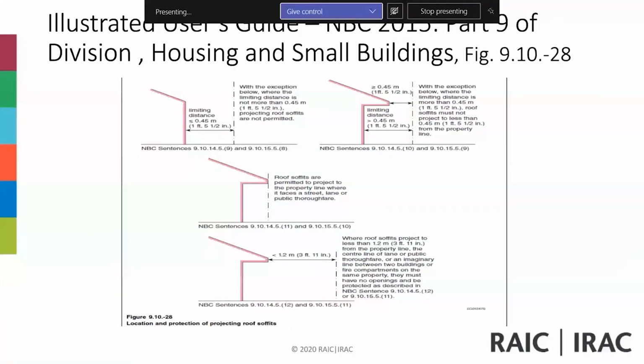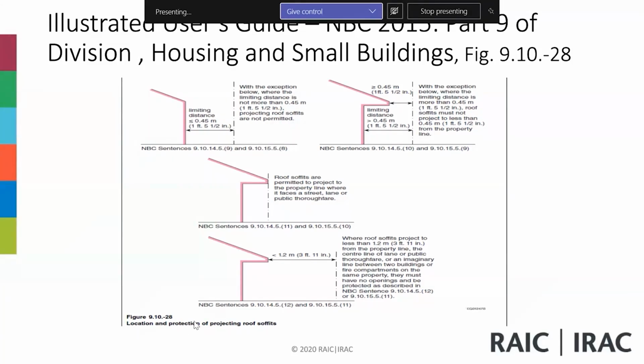An unprotected opening for a house is actually glazed areas. They don't talk about maximum unprotected openings. They talk about maximum glazed areas. So in terms of illustrations, we've got the Illustrated User's Guide. It gives us provisions for limiting distance, where you've got different sentences on the extensions that are allowed towards the property lines, how close you get to the property line, and how far you project, and what limiting distances relate to that.